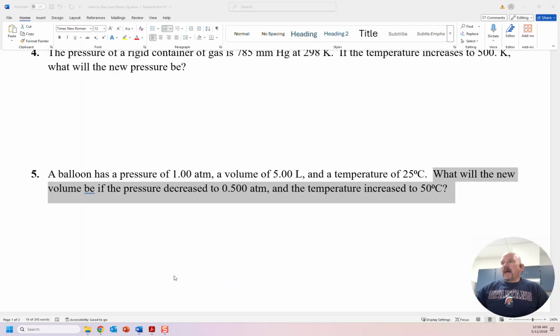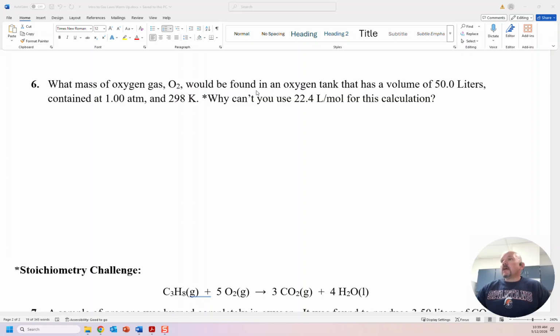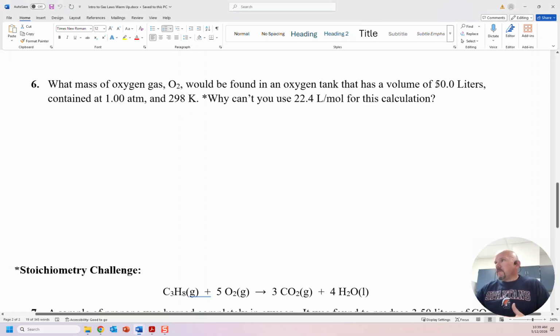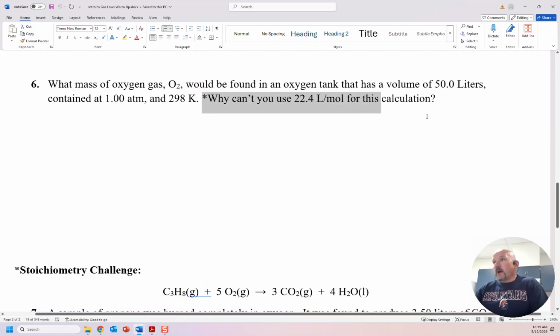So when we look at the back of the warm up, it's asking for the amount of gas, but grams of oxygen. We have the tank is 50 liters, so we have the volume. The pressure is 1 atmosphere, and the temperature is 298 Kelvin. Remember, just last unit, if we were given the volume of a gas, we would divide by 22.4, and that would give us moles, and then we would multiply by the molar mass, and that would give us grams. But we can't use 22.4 because, why can't we use it?